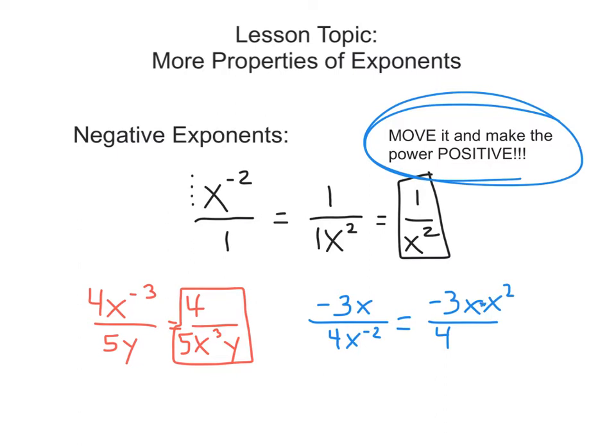All right, now we need to simplify because it is not fully simplified. This is going to equal negative 3, and what we have here is the product rule. Base of x raised to the 1, when there is no exponent, it's a 1, and base of x raised to the second. So keep the base and add the exponents. 1 plus 2 is 3. And then the 4 in the denominator stays there. And we're done.